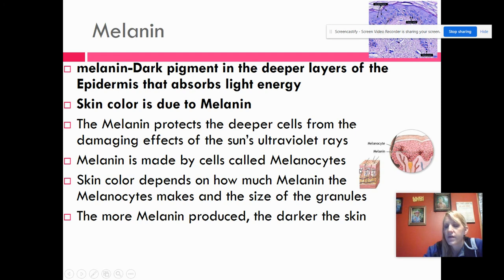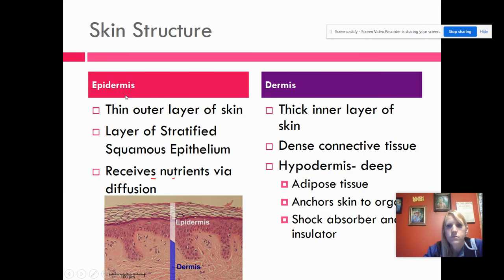If you have a dark concentrated area of melanin, that is usually a mole. And some people with fair skin might have more moles than others. Freckles are a little bit different. They are concentrated areas of melanin, but they're not like moles.